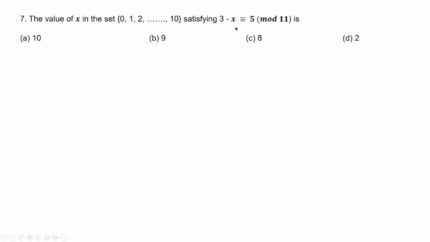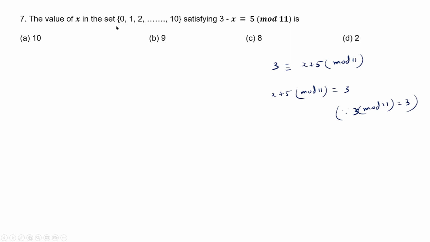Next question: the value of x in the set 0, 1, 2 up to 10 satisfying 3 minus x congruent to 5 mod 11 is. So here we have to find the value of x which satisfies this relation, that is 3 minus x congruent to 5 mod 11. We can write this as 3 congruent to x plus 5 mod 11. If a is congruent to b mod m, then a mod m is equal to b mod m. So here we have to find x plus 5 mod 11. It should be equal to 3, since 3 mod 11 is equal to 3.